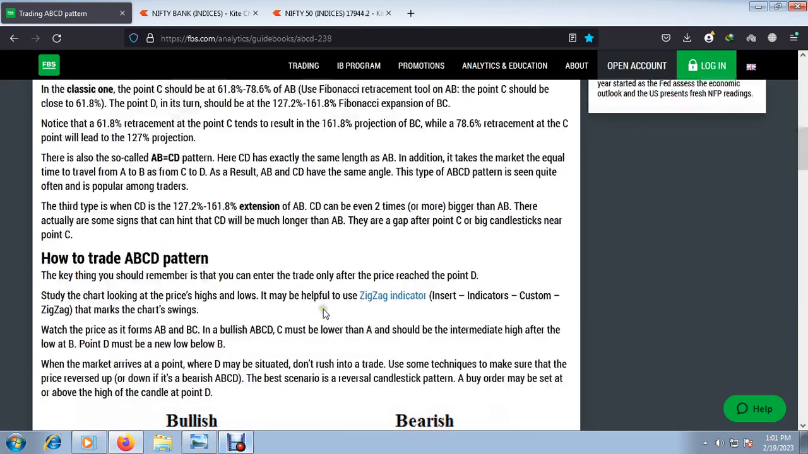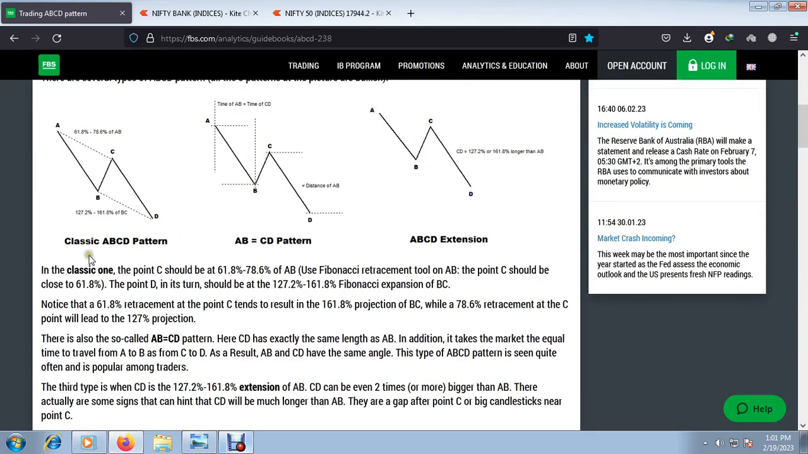So what are the rules for the ABCD pattern? There are three types of ABCD patterns. The first one is the classic one. In the classic one, the retracement point should be at least 61.8 to 78.6% of the AB length. Whatever it is falling, it should retrace up to 61.8 to 78.6. After that point, it shall continue in the direction of the previous trend only.